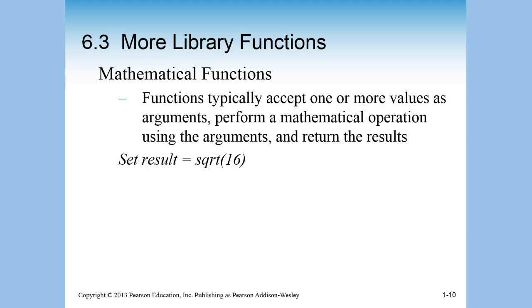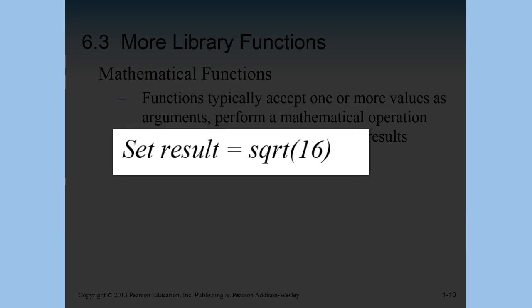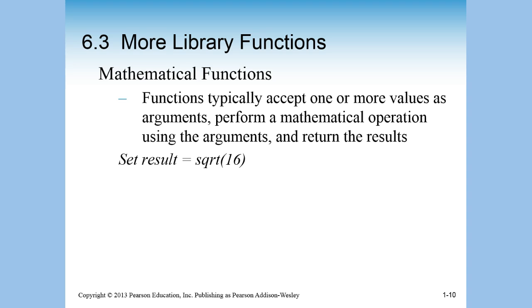The mathematical functions are things like square root of x, or in this case the example is square root of 16. What this will do is, when the program is running, it will reach this line. It will run the square root function. It will pass in the argument 16, and the square root function will do its black box magic and will return a value and store it in the result variable. It returns the square root of 16 in this case.